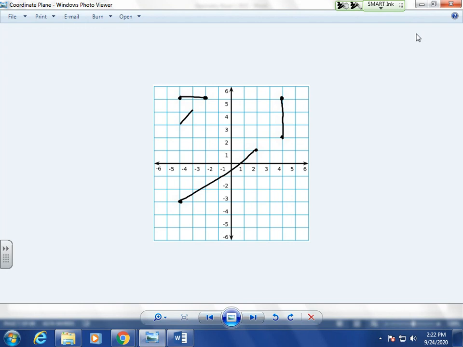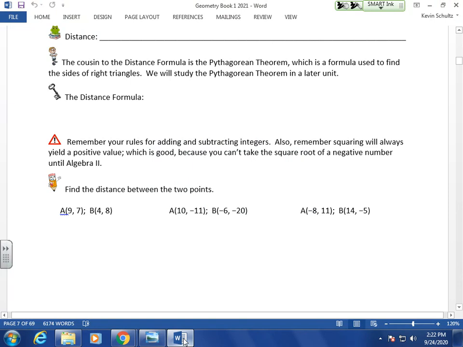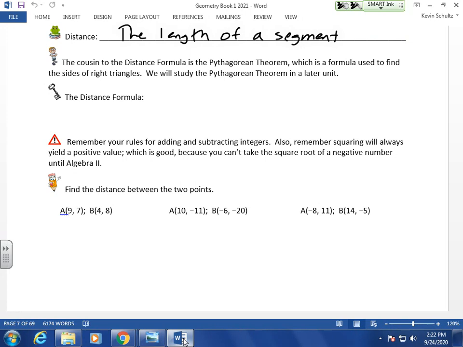So for this one, we have what's called the distance formula. The distance is the length of a segment. Pretty simple definition there. The cousin to the distance formula is the Pythagorean Theorem. Have you worked with the Pythagorean Theorem before? Yes. Excellent. So you might remember some elements here.